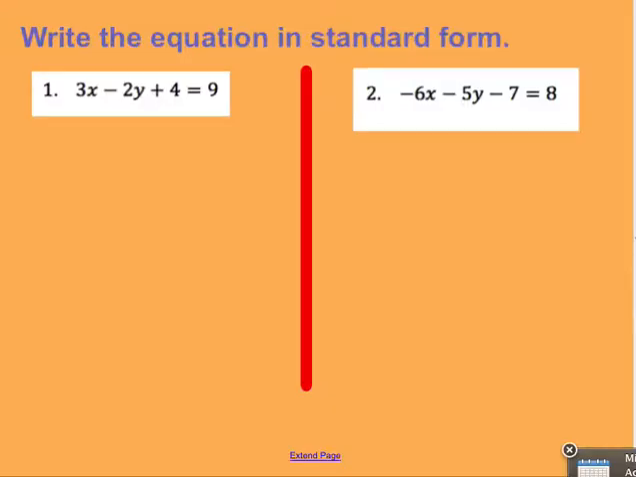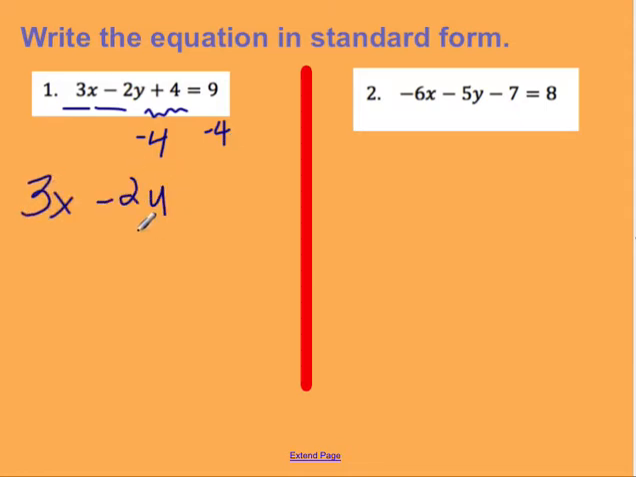For these, all you have to do is get it into standard form. To get it into standard form, your x's and y's need to be on one side, and the thing that's just a number needs to be on the other. Here, my x's and y's are on the same side, but this is just a number, which means it needs to be on the other side. So I'm going to subtract 4 from both sides. Then I get 3x minus 2y is equal to 9 minus 4, which is 5. And that's it. As long as your x's and y's are on one side and the number is on the other side, you're done.